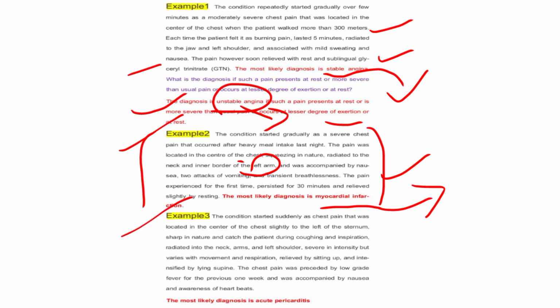Example number 3: the condition started suddenly as chest pain located in the center of the chest, slightly to the left of the sternum, sharp in nature, catching the patient during coughing and inspiration, radiating into the neck, arm and left shoulder, severe in intensity, but varying with movement and respiration, relieved by sitting and aggravated by lying supine. The chest pain was preceded by a low-grade fever, and you can see in this case a low-grade fever for the previous 1 week, accompanied by nausea and awareness of the heartbeat, meaning palpitation. The most likely diagnosis is acute pericarditis, where inflammation of the pericardium occurs.